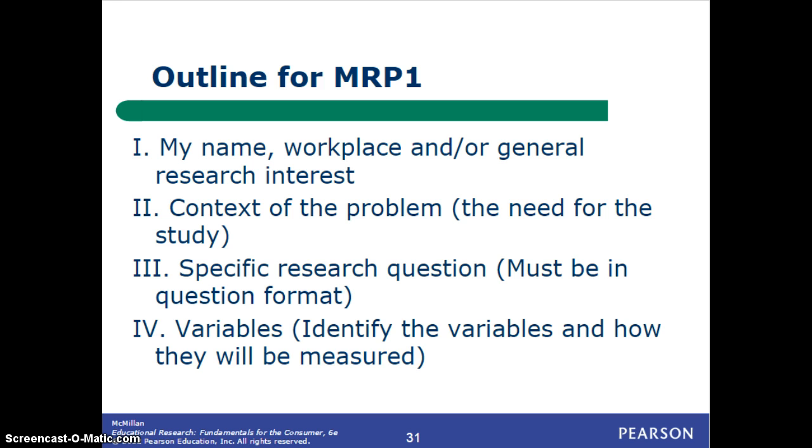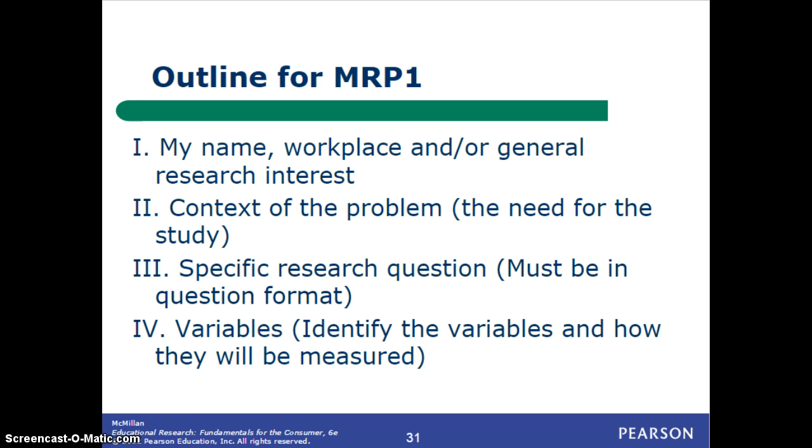For item number 1 that you see listed, make that your cover page. Just put your name. If you currently have a workplace, put that. And under that, write your general research interest. So, for example, maybe you're interested in college student retention, or you're interested in leadership development within the forestry industry. Whatever it is, just a very broad topic.